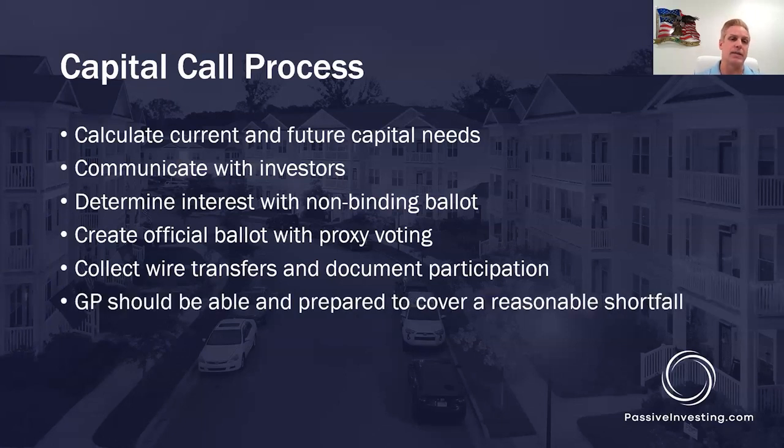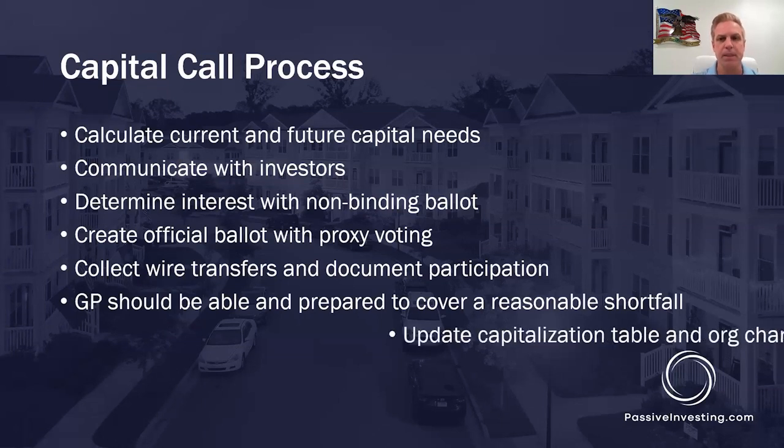And you want to keep in mind that the GP should be prepared to cover a reasonable shortfall. I was in one capital call. It was a $3 million call, and the shortfall was $2 million. I wouldn't really say that's a reasonable shortfall for a GP to cover. But I was in another capital call and it was only $200,000, right? Okay, that's probably reasonable for the GP team to cover. I understand reasonable is subjective, but understand that there very well could be a shortfall, and the GP team's got to know how they're going to be handling that.